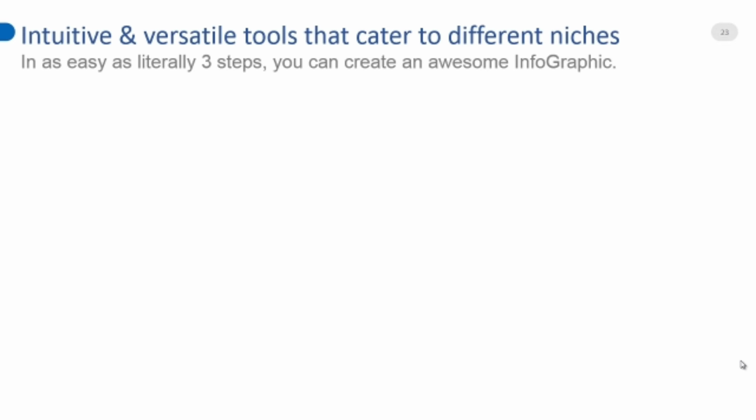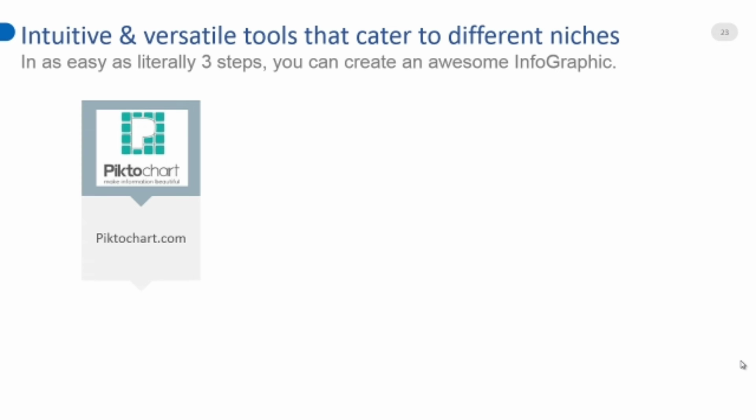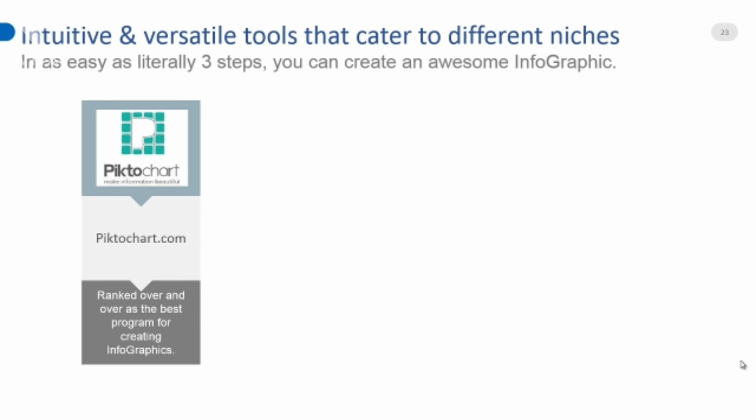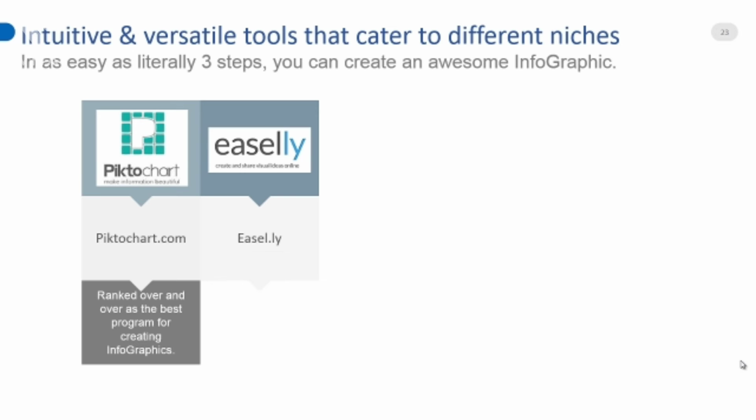Up until this point, you have learned 8 different styles, 13 different ways to provoke your audience in a thought-provoking, positive way, and a breakdown of the anatomy. Piktochart is one of the recommended tools that we use, and that is Piktochart.com, as you can see here. It is ranked over and over as the best program for creating infographics. The second one is called Easel.ly.